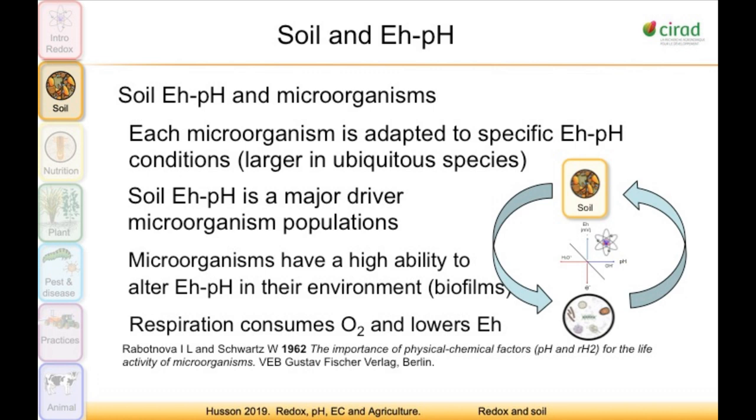And the other way around, the microorganisms have very, very high ability to alter EH, pH in their environment through the biofilms. They are too small to control internally their EH, pH, so they're controlled by the population, by biofilms. And they have very, very strong ability to do so. Basically, the respiration consumes oxygen, so it lowers the redox potential. Okay, so microbial activity is accumulation of energy in the soil.